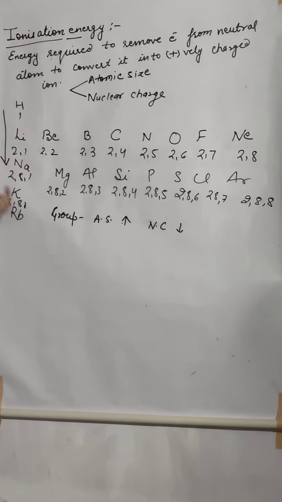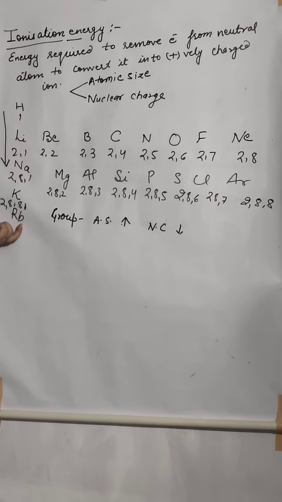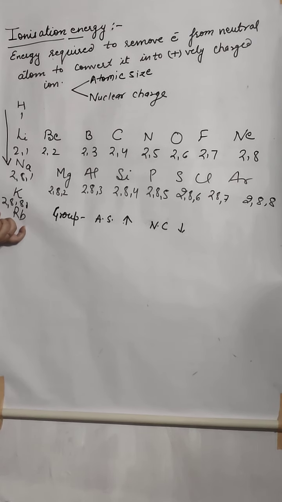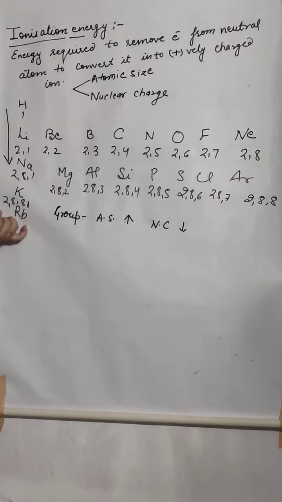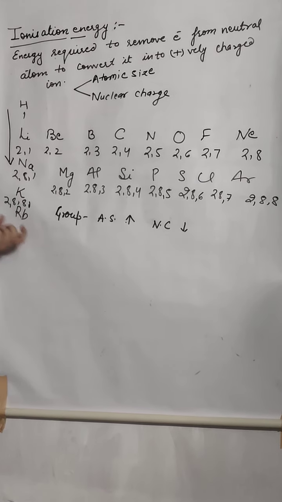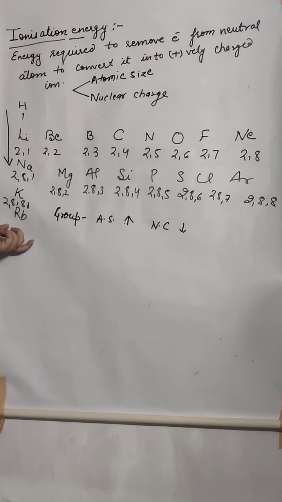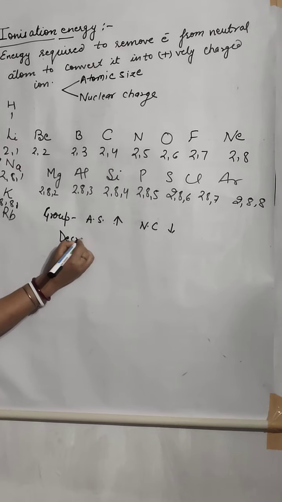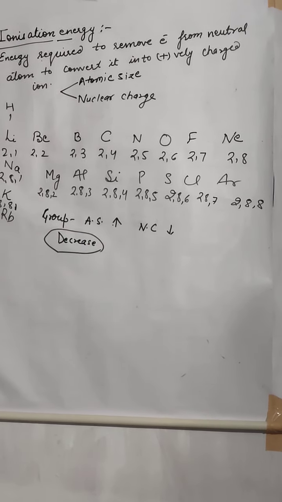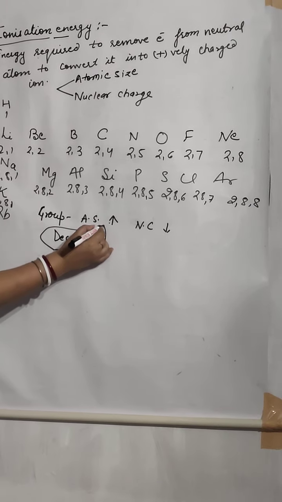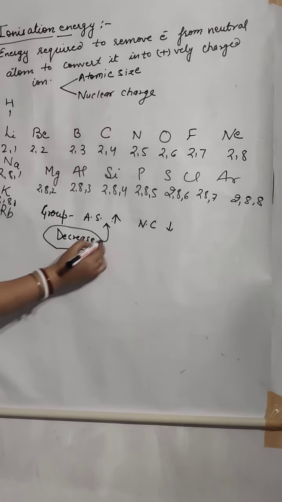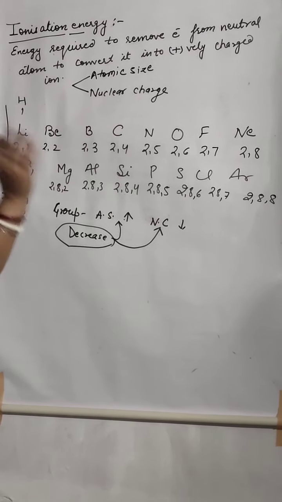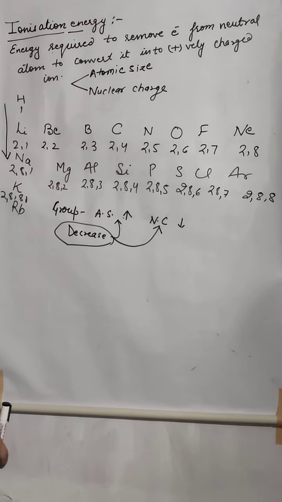Nuclear charge will decrease, so it will be easier to remove the electron, right? It will be easier because the nucleus will give less force of attraction to the electron, so it will be easier to take the electron out, and less energy will be required. So when you move down the group, ionization energy will decrease. Why is it decreasing? Because atomic size is increasing. Due to the increase in atomic size, nuclear charge is decreasing. Due to the decrease in nuclear charge, it will be easier to remove the electron, right?